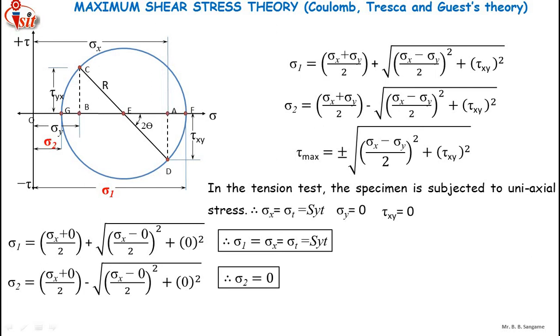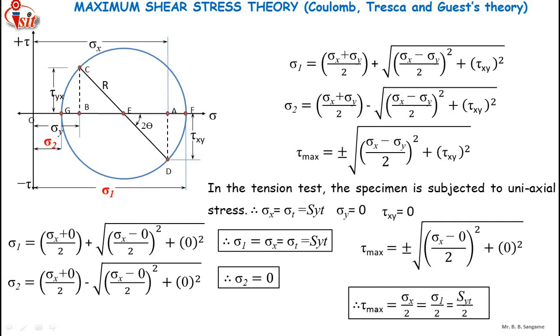Okay, and similarly when I put the values of sigma y and tau xy in the equation of tau max, that is the maximum shear stress, the equation will be tau max equals plus minus root of ((sigma x minus 0) by 2) squared, because sigma y is 0, and tau xy squared is also 0. So tau max is equal to sigma x by 2. And already according to the statement of the maximum shear stress theory, the value of sigma x is actually SYT. So tau max is equal to SYT by 2. So here you can see that the maximum shear stress induced in the component is half of the maximum principal stress.